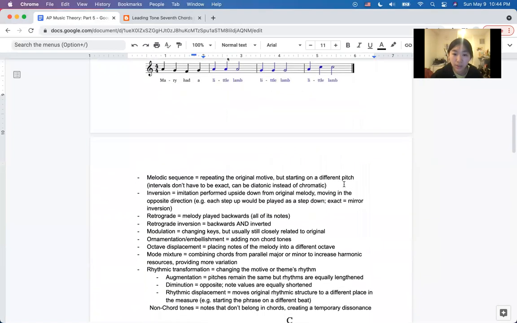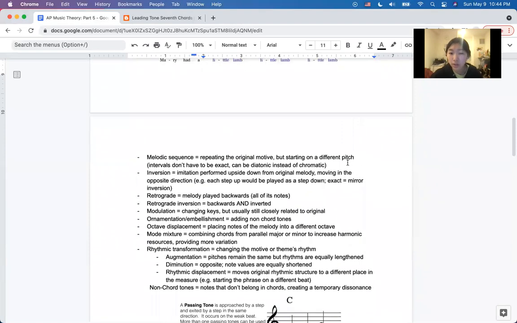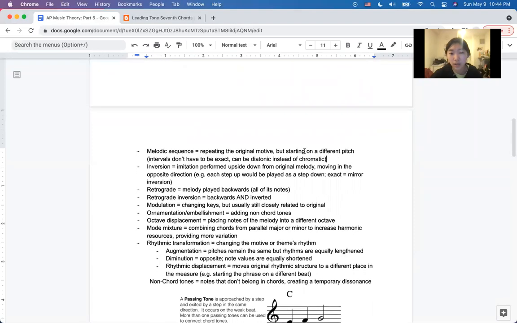So melodic sequence is when you repeat the original motive, but when you start on a different pitch. The intervals, they don't have to be exact. They can be, but they can also just be diatonic instead of chromatic. Remember that diatonic means it's found in the key.